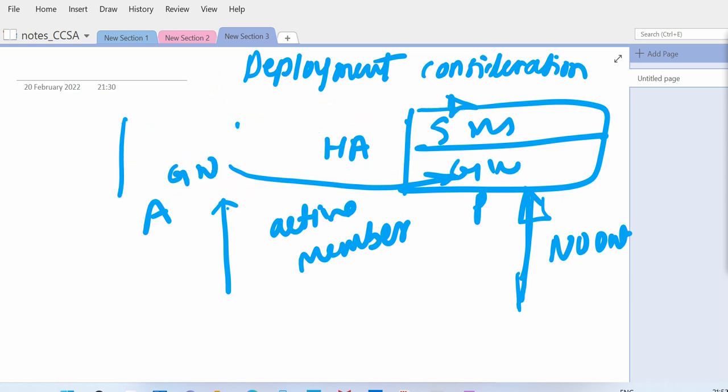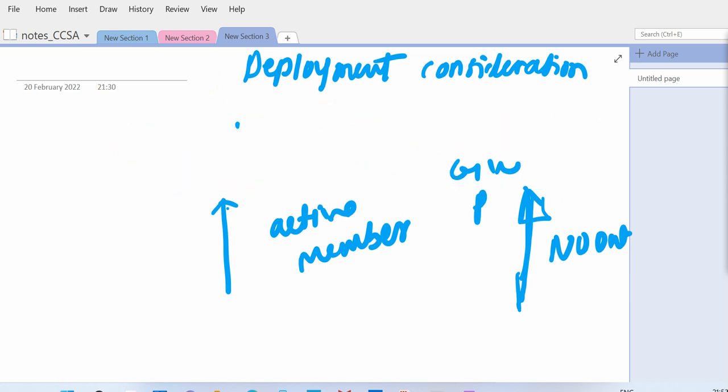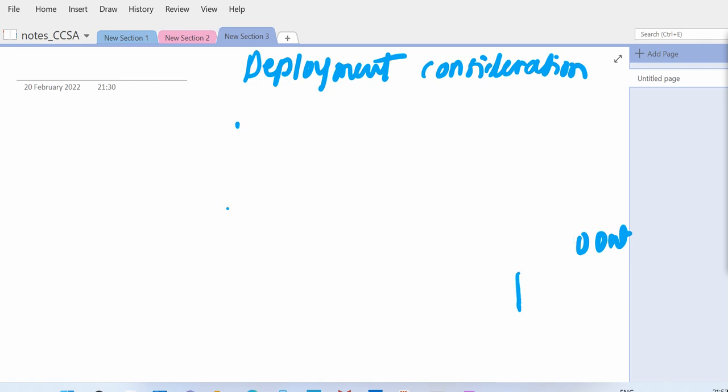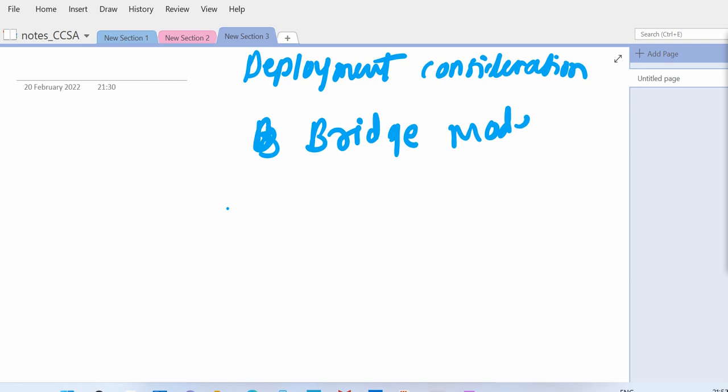And now the last part of the deployment considerations is deployment in bridge mode. A bridge mode deployment adds a security gateway to an existing environment without changing IP routing. This is the purpose of bridge mode deployment.